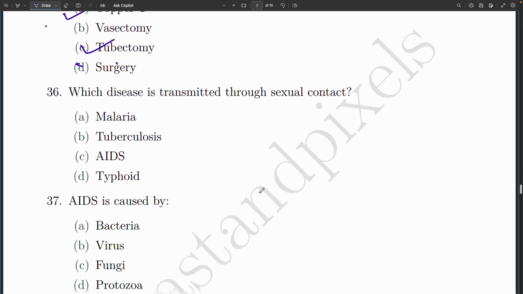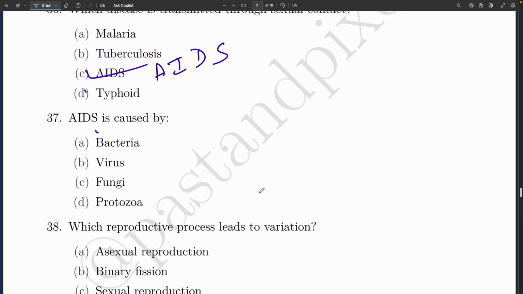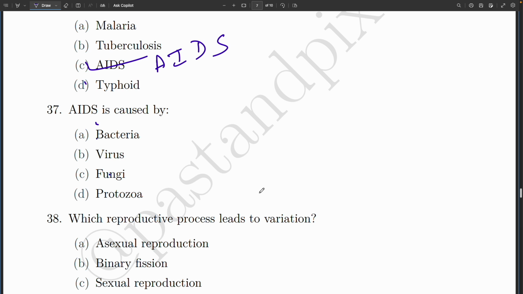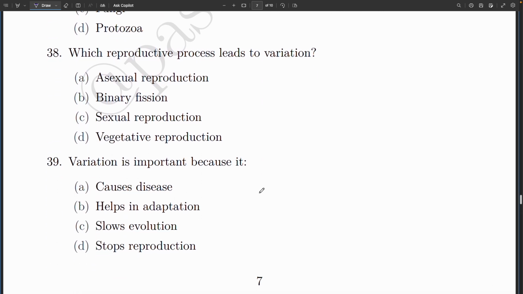Which disease is transmitted through sexual contact? So AIDS. AIDS is transmitted through sexual contact and it stands for acquired immunodeficiency syndrome. AIDS is caused by a virus known as HIV, human immunodeficiency virus, right?